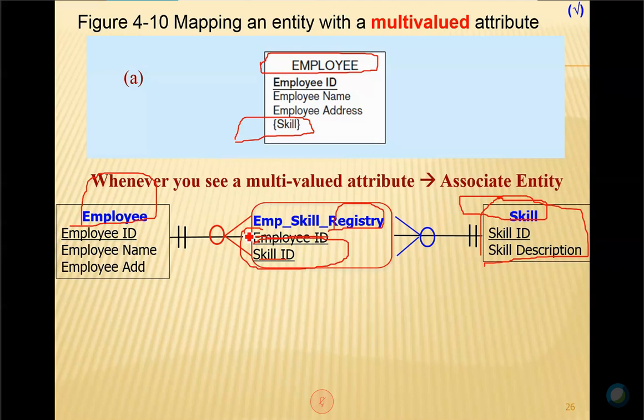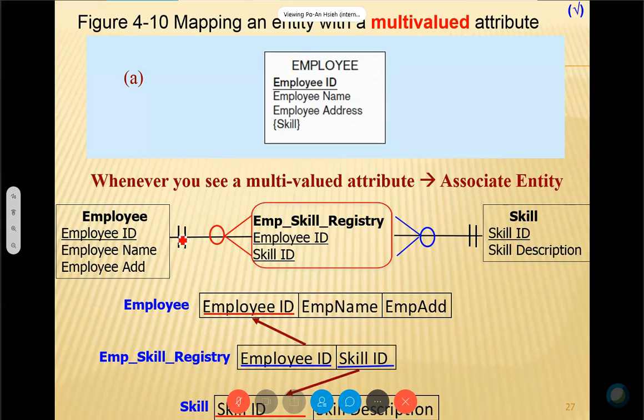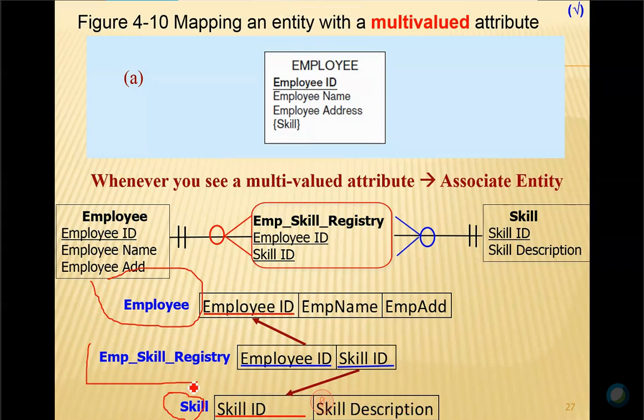So when I convert this into a relational model, this is how you do that. I have a table called employee. I have a table called skill, and then I have a social entity, like my children of the parents, linking back to the father side and then the mother side.